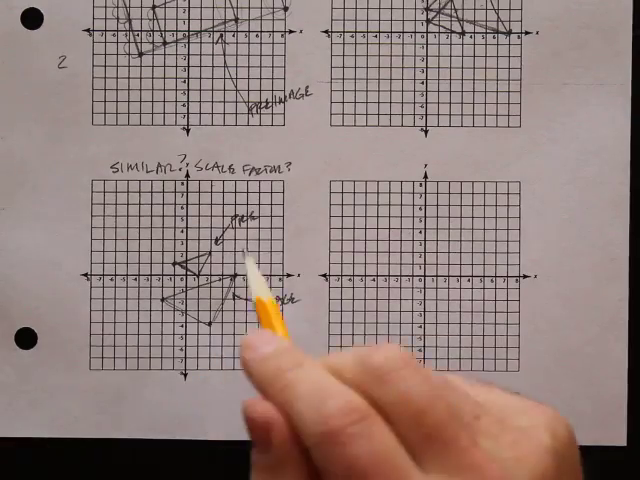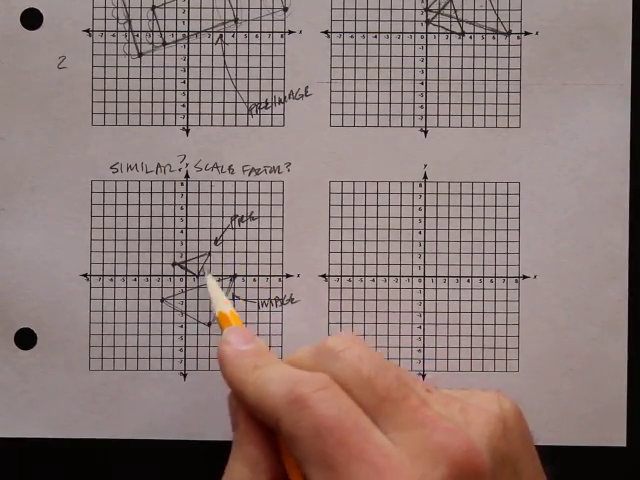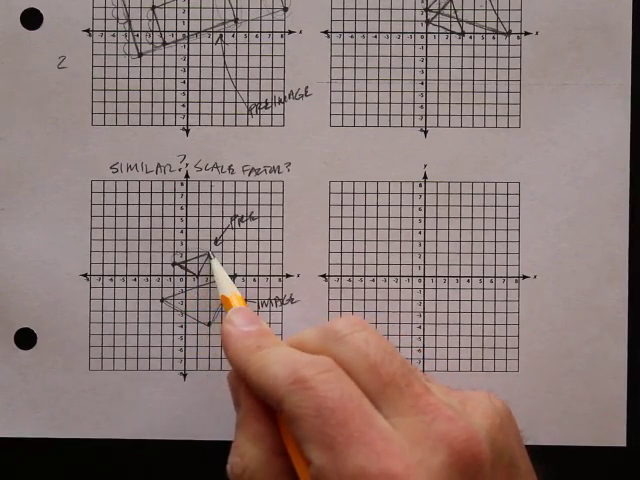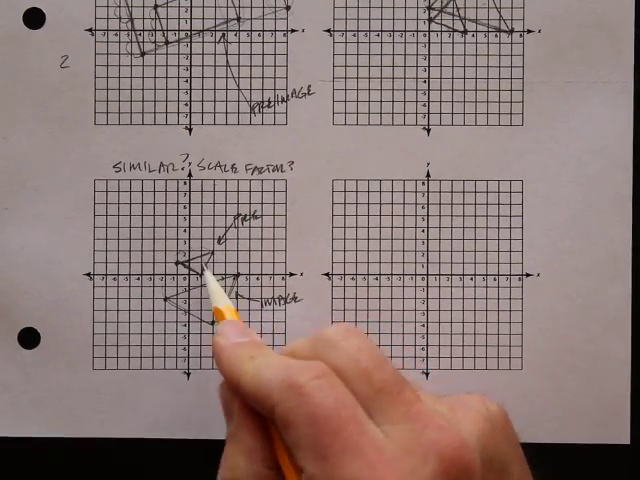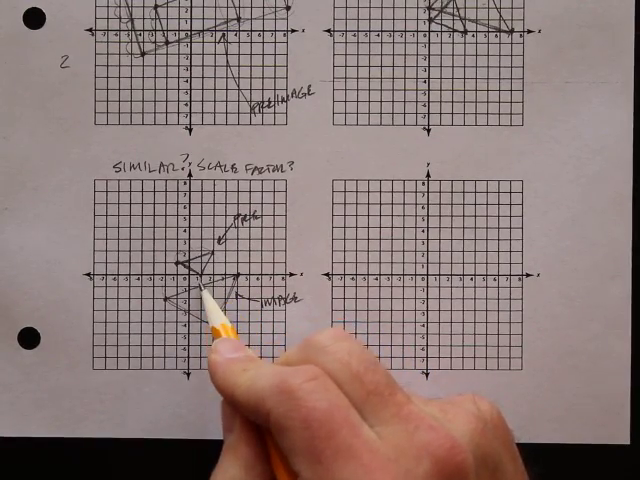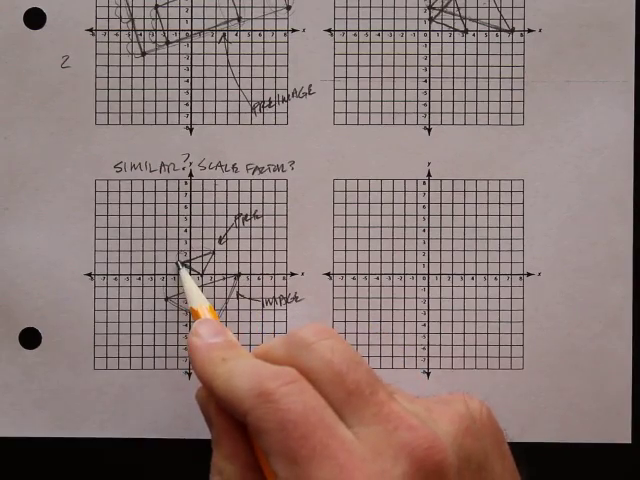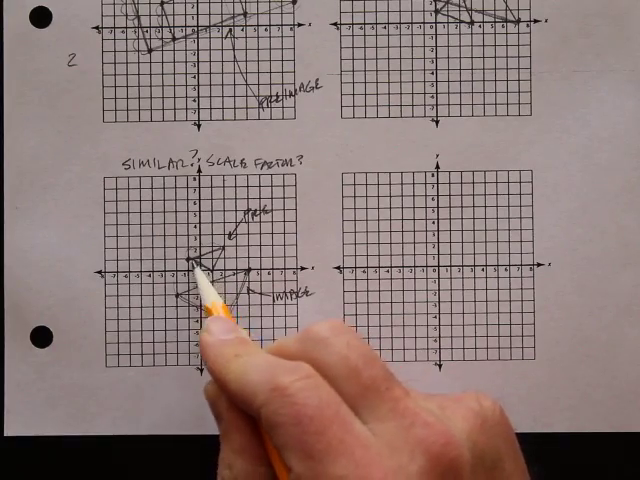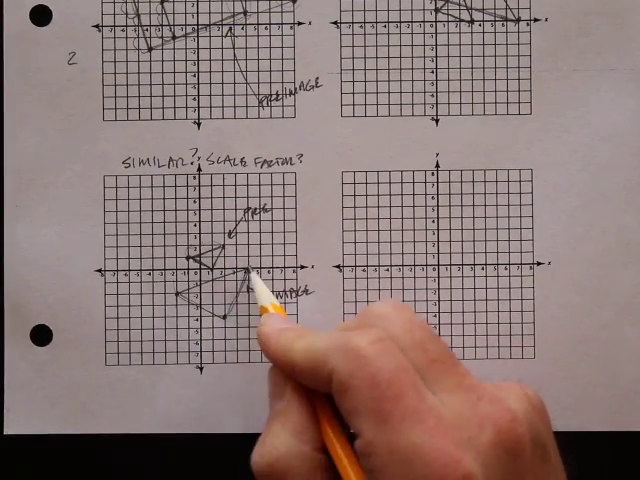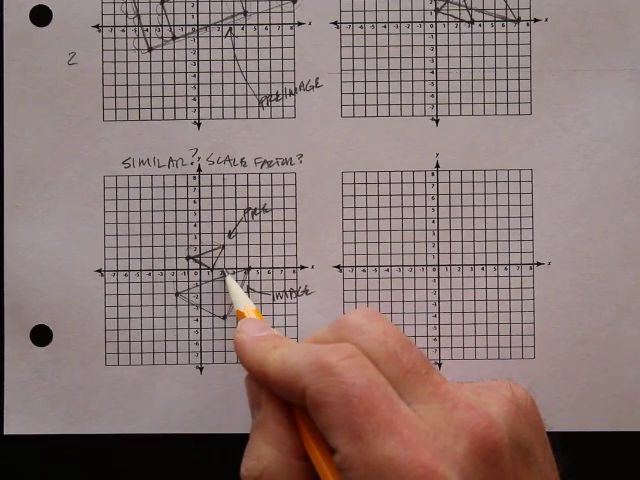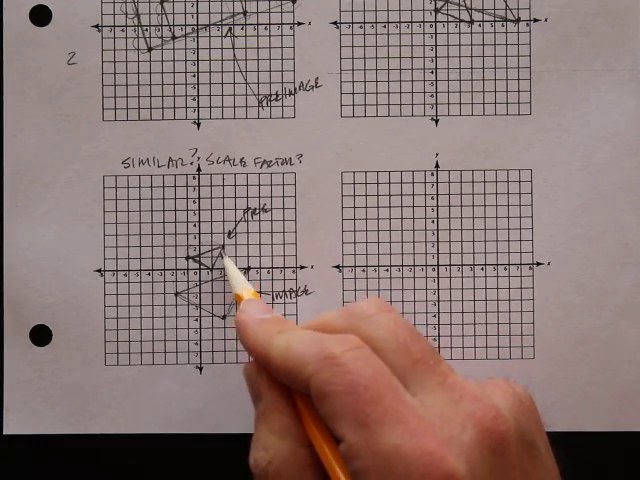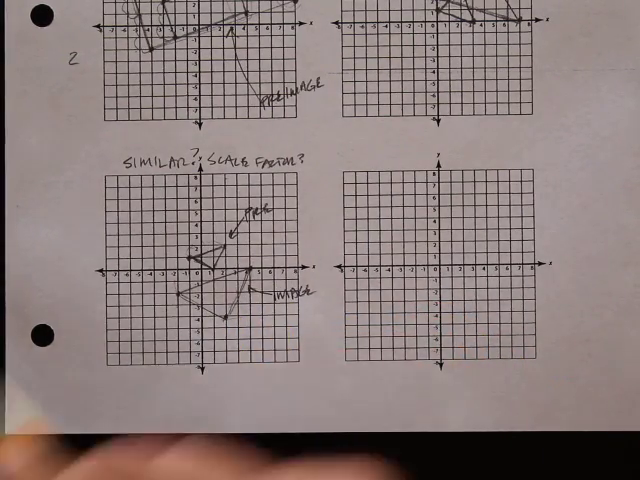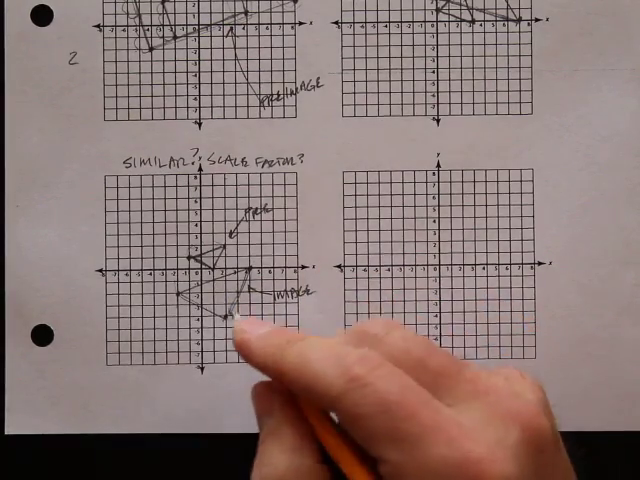Now I'm going to count these and see if they're in proportion to one another. I go up 1, to the right 3, up 1, to the right 3, up 1, to the right 3. So these are the same slope. Now I go down 1, to the right 2, down 1, to the right 2, down 1, to the right 2. These are the same slope. Now let's check these ones out. Over 1, up 2, over 1, up 2. So all the corresponding sides have the same slope. Yes, they're similar.